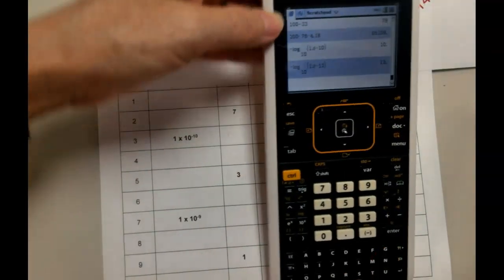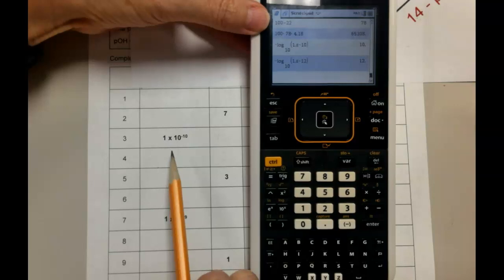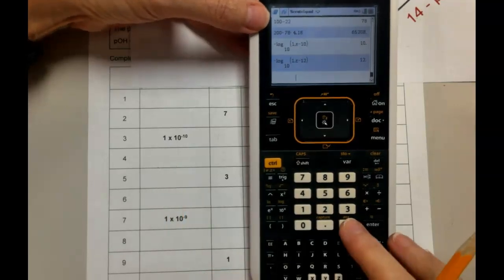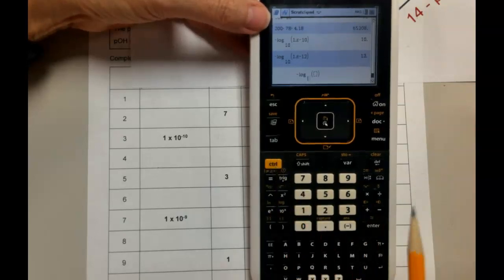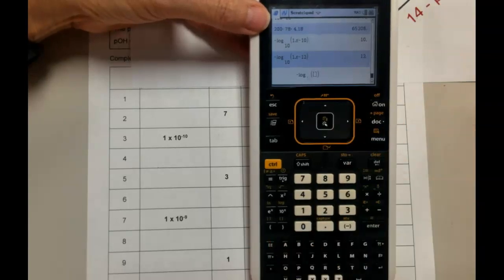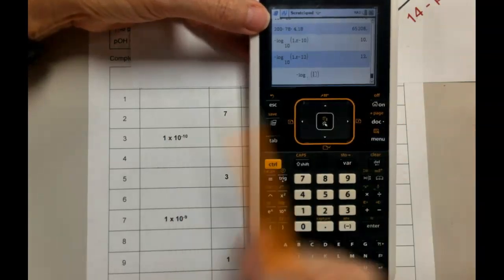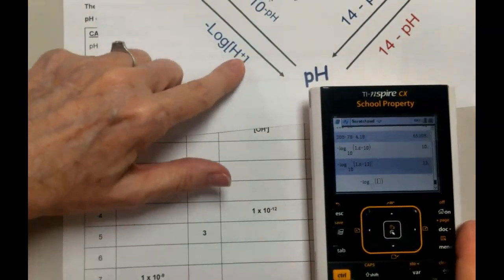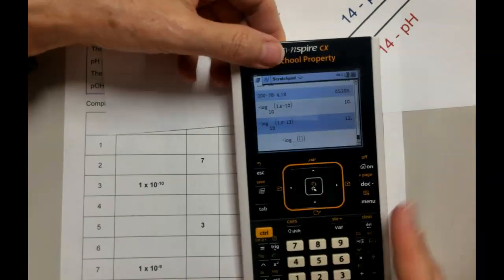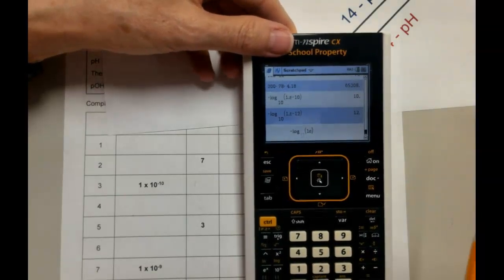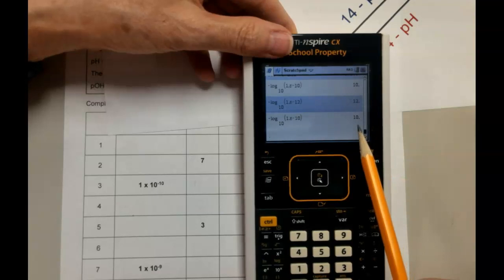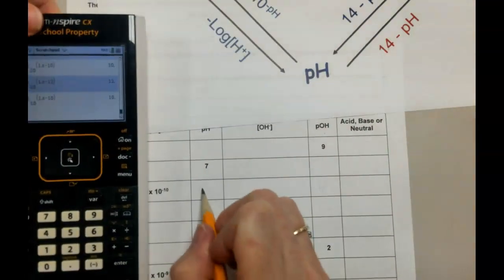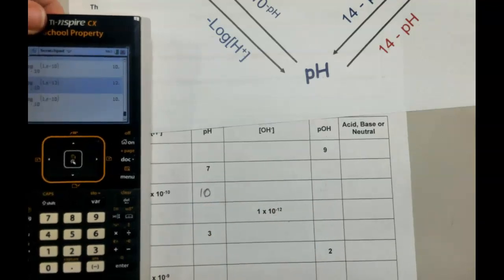Okay, so number 3 says our hydrogen concentration is 1 times 10 to the negative 10. So I'm going to go negative, control, log. See, log is right there in the orange. That's why you have to hit control. Okay, I'm going to arrow over into the box, and then I put this number, because that is this number right here. So I'm going to put in 1, the EE button, which means enter your exponent. What's my exponent? Negative 10. See what that looks like? And then you hit enter, and that tells me my pH is 10. So that's what goes in the box right here. Right?